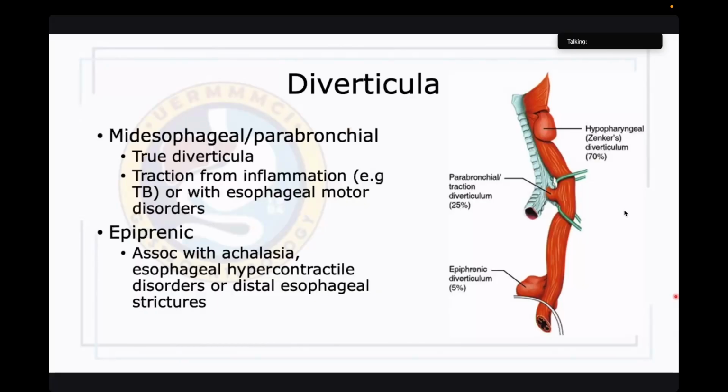As mentioned, mid-esophageal diverticula is the only true diverticula in the esophagus. It is also called parabronchial diverticulum because being in the middle part of the esophagus, it is in close proximity with the bronchi. And sometimes it's also called traction diverticulum because it may be caused by traction from adjacent inflammation, so from the lungs or the bronchi, by conditions such as tuberculosis or histoplasmosis.